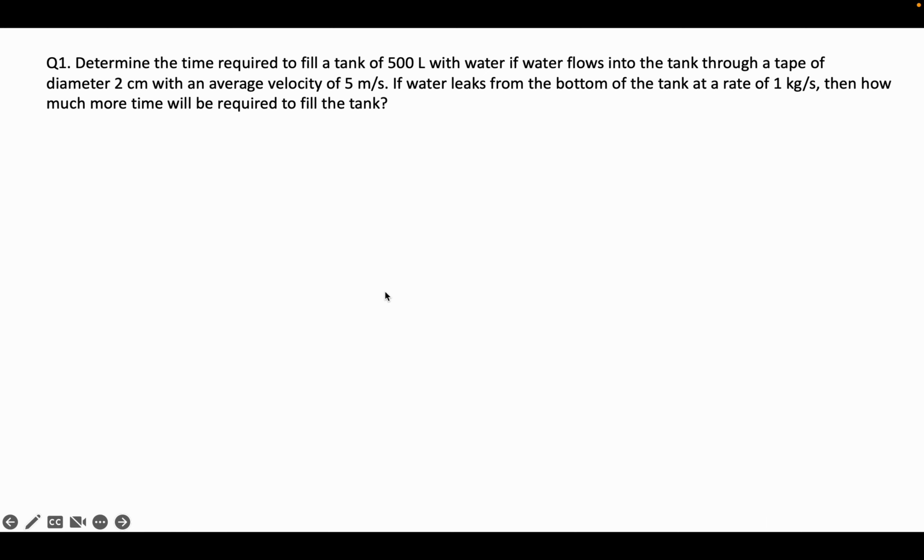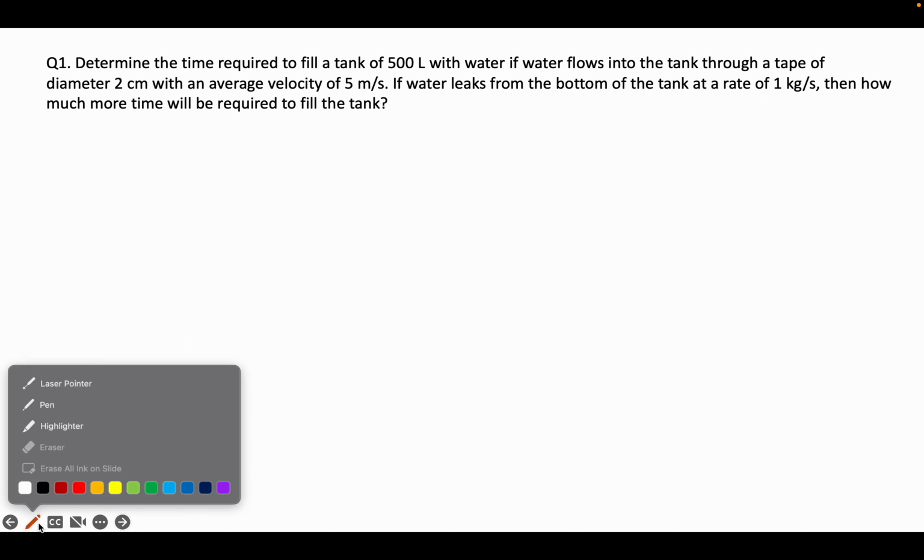In here it is given, there is a tank. Determine the time required to fill a tank of 500 liter with water if water flows into the tank through a tap of diameter 2 centimeter and with an average velocity of 5 meter per second. And the second part is, if water leaks from the bottom of the tank at a rate of 1 kg per second, then how much more time will be required to fill the tank?